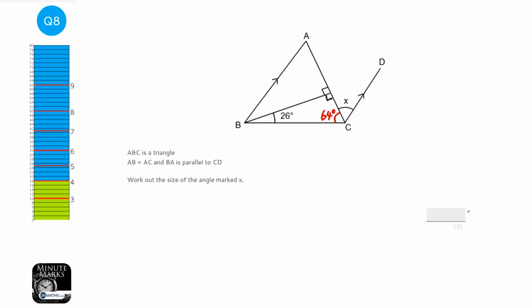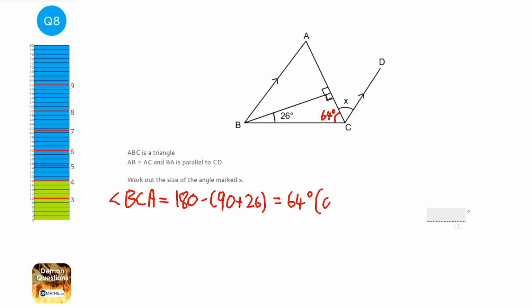And it's important to write down the reasons. So angle BCA equals 180 take away 90 plus 26 equals 64 degrees. Angles in triangle equal 180, and I'd write it in words for the actual exam.